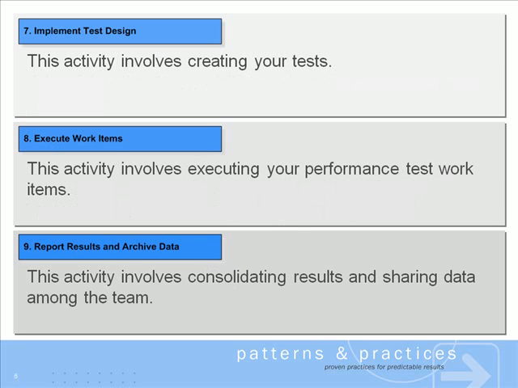Now we can start implementing and executing our actual tests. Three main activities in implementation and execution include implementing the test design, executing work items, which are your tests, and reporting results and archiving data. In regulated or auditable environments, archiving data is one of the most important aspects of the testing effort.